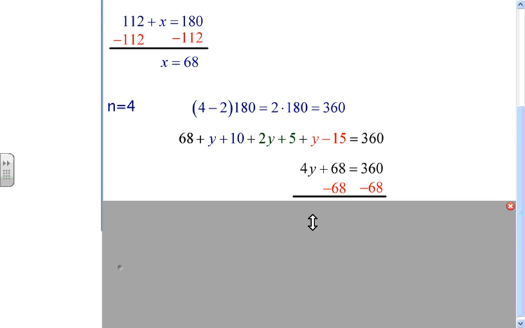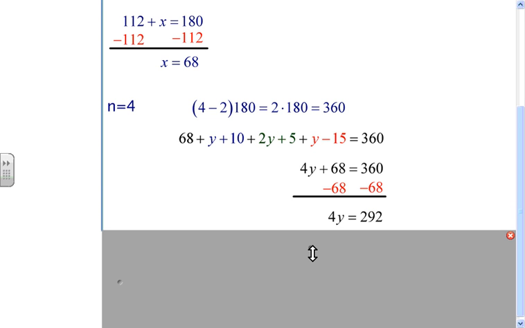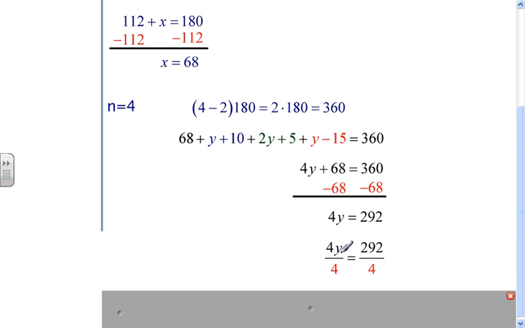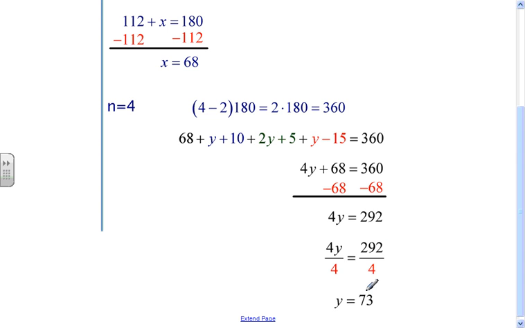Subtract 68 from both sides. That leaves me with 4y equals 292. And then to undo this multiplication, we divide. So we have 4y divided by 4 equals 292 divided by 4. Well, 4 divided by 4 is 1. That's what we want. And 292 divided by 4 is 73. So now we have y equals 73. And we've got our two solutions. X is equal to 68. Y is equal to 73.